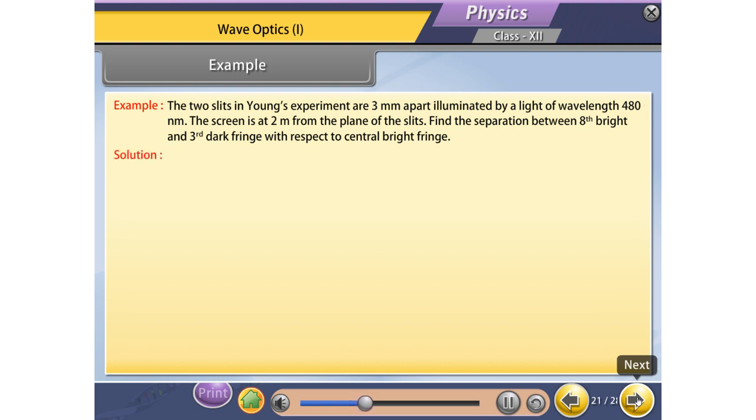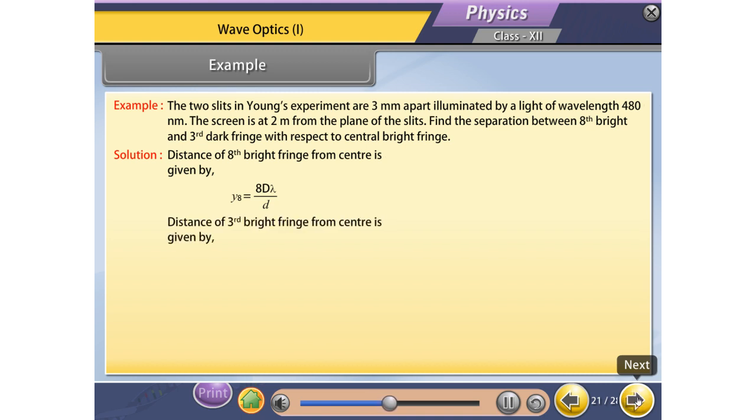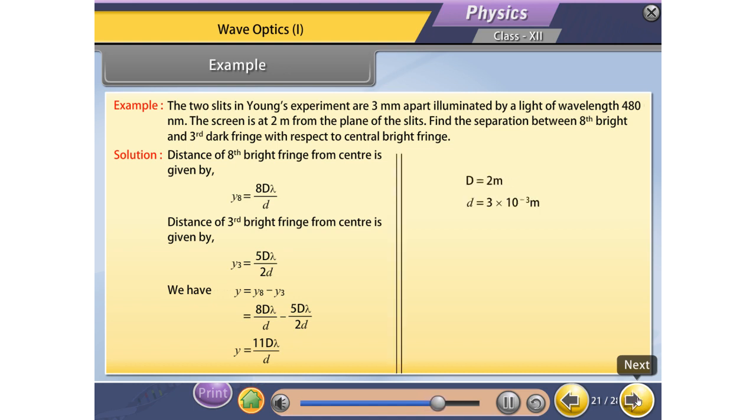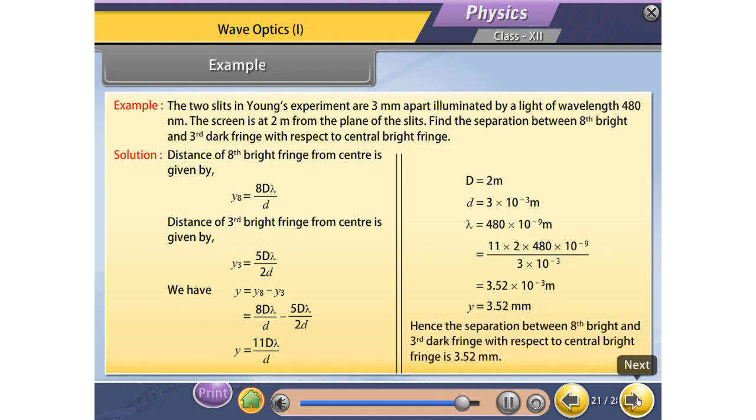Let's see the solution. Distance of the 8th bright fringe from the center is given by 8 capital D lambda upon small d. Distance of the 3rd dark fringe from the center is given by 5 capital D lambda upon 2 small d. We have y is equal to y8 minus y3. By putting the values and calculating, we get y is equal to 11 capital D lambda upon 2 small d, which gives a value of y equal to 3.52 millimeter. Hence, the separation between the 8th bright and 3rd dark fringe with respect to the central bright fringe is 3.52 millimeter.